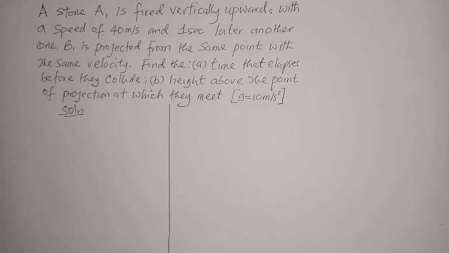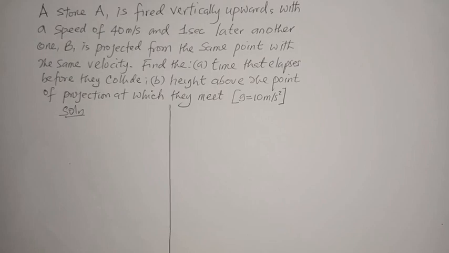A stone A is fired vertically upwards with a speed of 40 meters per second. And 1 second later, another stone B is projected from the same point with the same velocity. The question says find the time that elapses before they collide, and the height above the point of projection at which they meet. This question, you need to think very, very well because it's very tactical in order for you to be able to solve it.